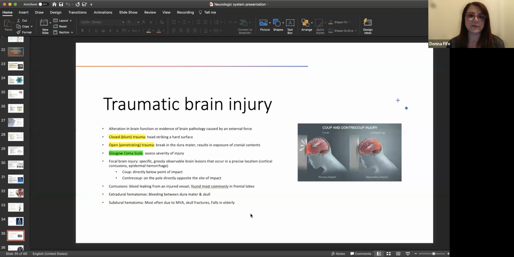Contusions are just blood leaking from an injured vessel. These are found most commonly in the frontal lobes. An extradural hematoma may develop, which is bleeding between the dura mater and the skull. And a subdural hematoma is often due to an MVA, a motor vehicle accident, skull fractures, or falls in the elderly.